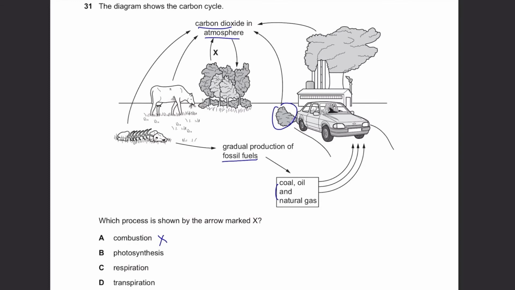While you might think that it's photosynthesis because it's something related to plants, but nah, photosynthesis produces oxygen, so that can't be the answer. It's respiration where plants respire, take in oxygen, and release carbon dioxide as a waste gas. Transpiration is a water movement process, so it has nothing to do with this diagram. The answer is C.